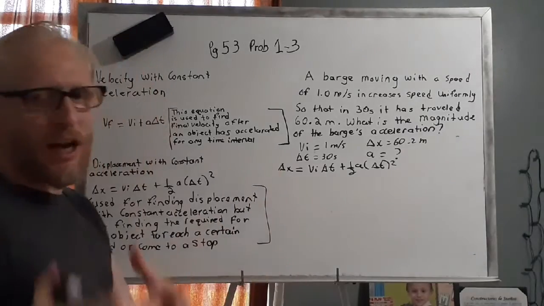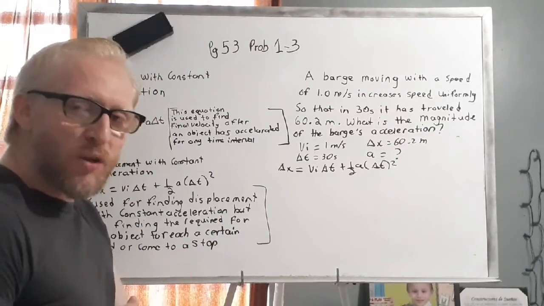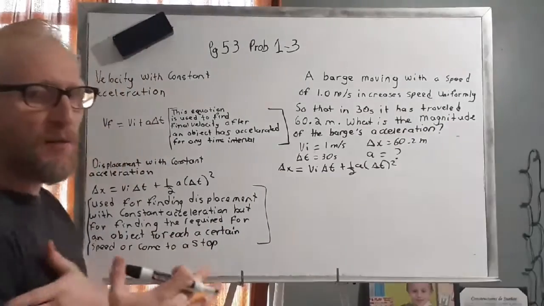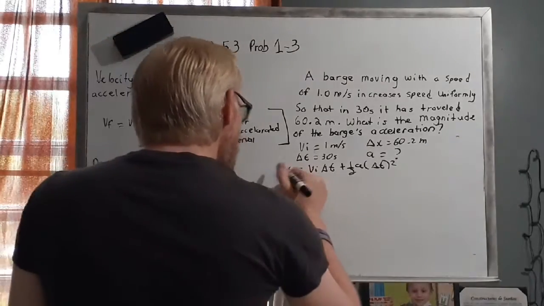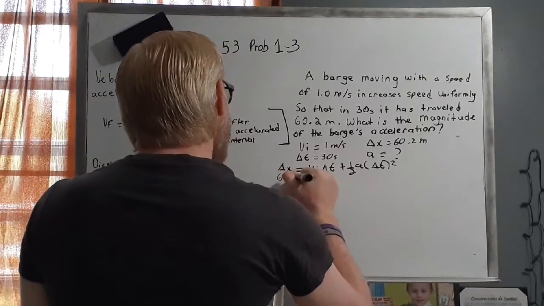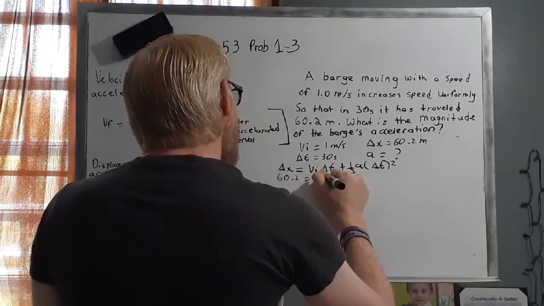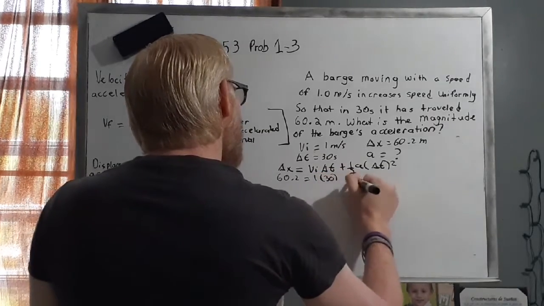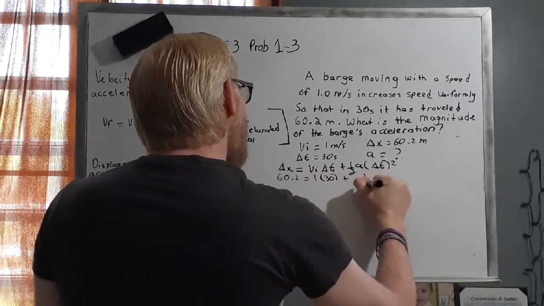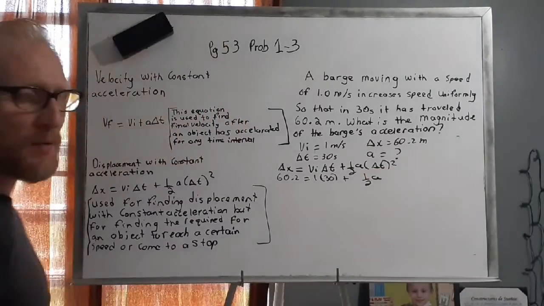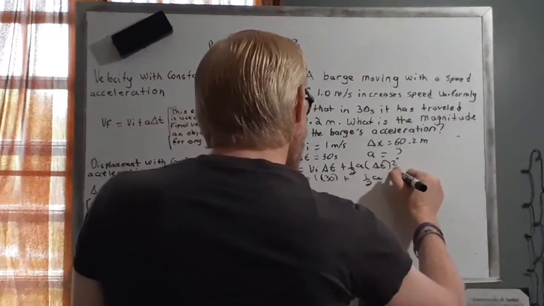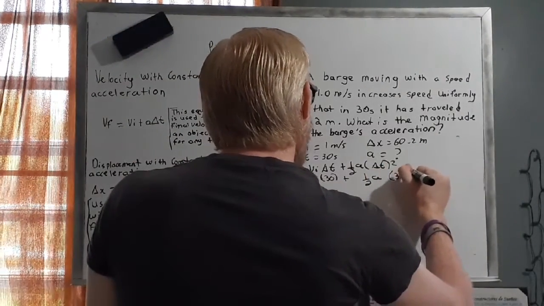You're obviously going to need a calculator for this because we are going to deal with extremely small numbers, so that is very useful. The change in x is 60.2. The initial velocity is 1. The change in time is 30 plus 1/2 of the acceleration, which is what we're looking for, and the change in time, which is 30 squared.